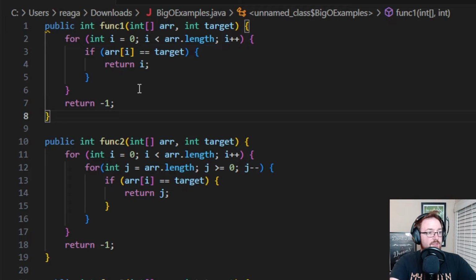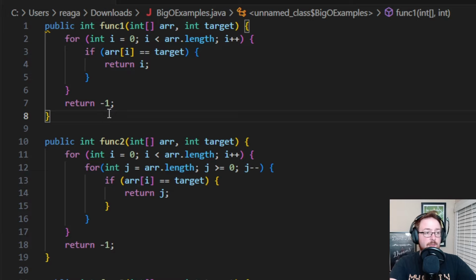Okay, so let's take a look at this first one here. If you want, go ahead and pause the video for a few seconds to see if you can figure out what this does. Fair warning, not all of these functions do things that actually make sense to do. It's more about calculating the big O overall rather than actually doing something useful.